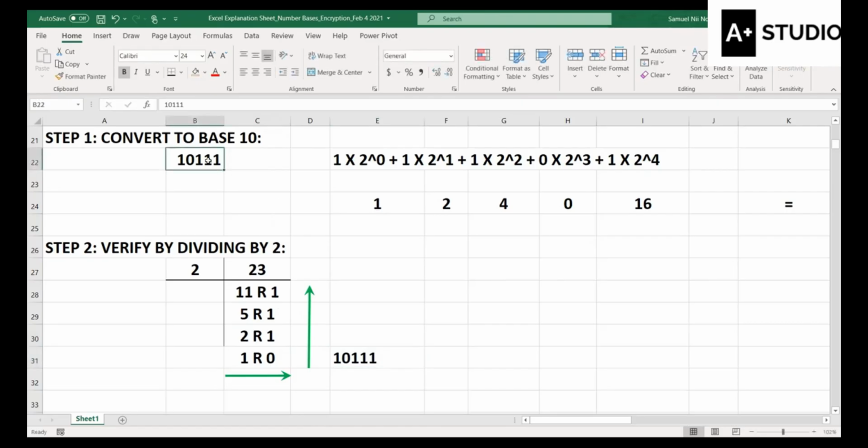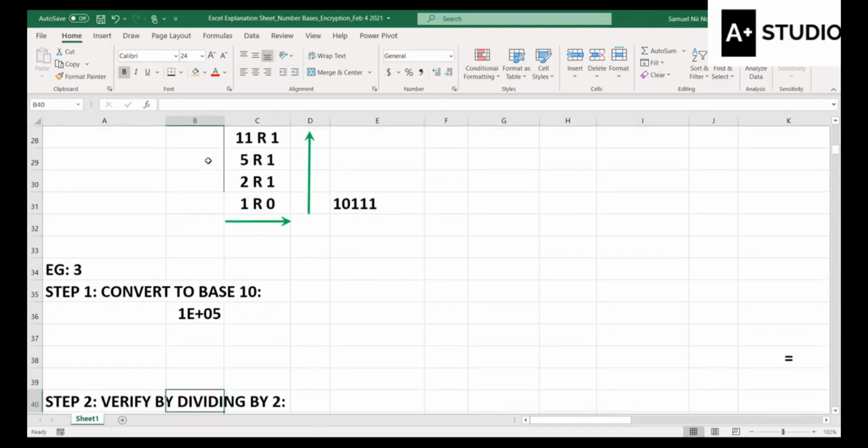Okay, I hope if this is the first time you're seeing this, you should be able to do this. You should know how this is done. So this is how we verify base 2. Okay, there are quite a number more we could try.